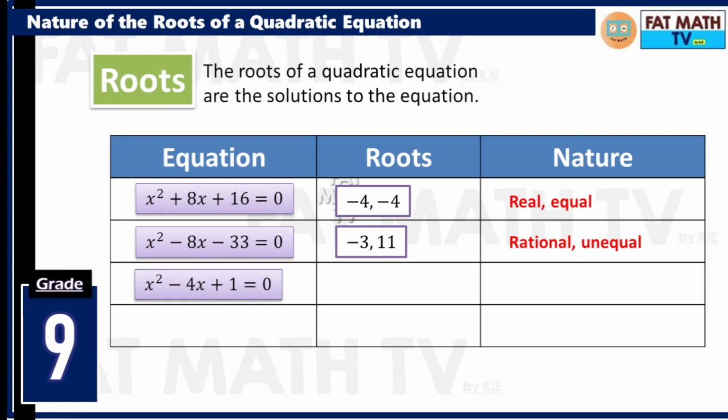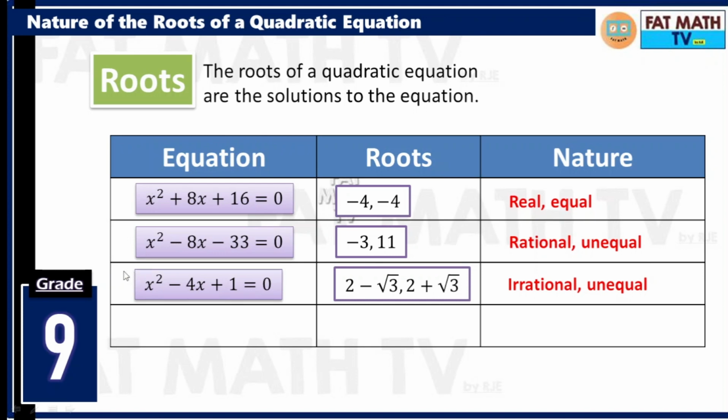How about this one? x squared minus 4x plus 1 equals 0. You can use the quadratic formula or completing the square, because that's difficult to factor. So the roots are 2 minus square root of 3 and 2 plus square root of 3. As you can see, it's still real, but they are irrational numbers. So for this one, we have irrational, unequal. They are irrational numbers, but they are unequal. Still, they are real numbers.